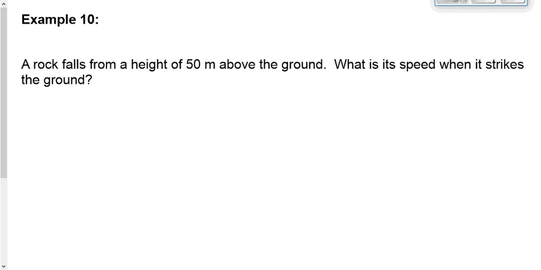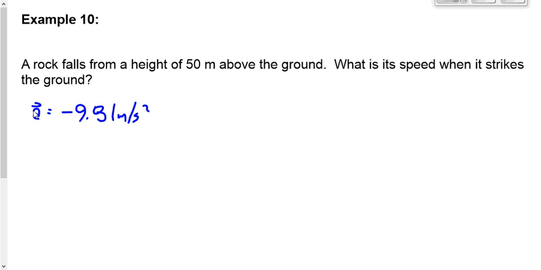Example number 10 says, a rock falls from a height of 50 meters above the ground. What's its speed when it strikes the ground? Is this a Group A problem or a Group B problem? It's definitely Group B because it's accelerating, right? This rock accelerates at a rate of negative 9.81. I'm going to write that down as a given, actually, right now. A is negative 9.81 meters per second squared. How come we're making it negative 9.81 rather than just 9.81? It accelerates downward. It speeds up in the negative or downward direction. Good. What else we got here?